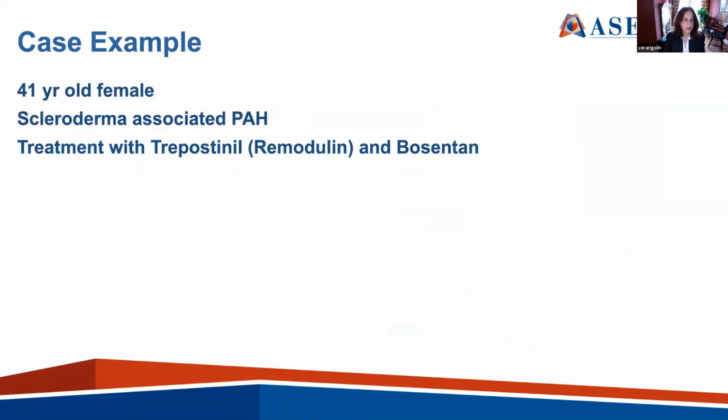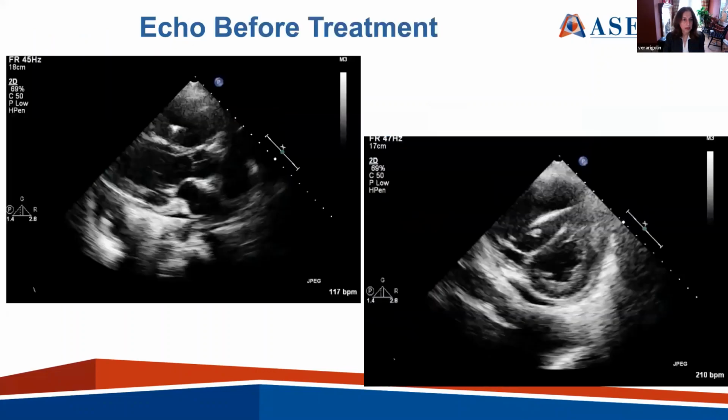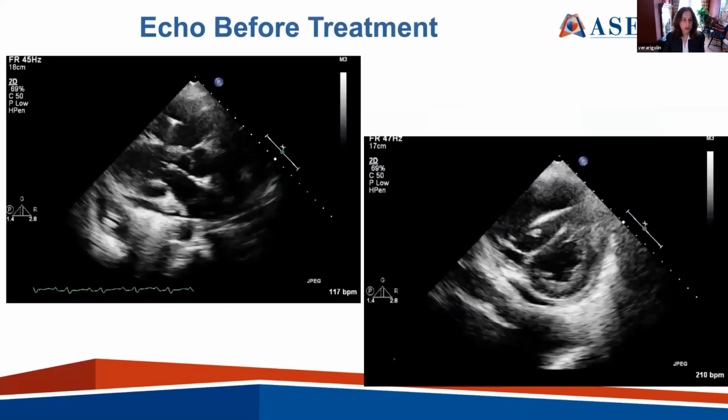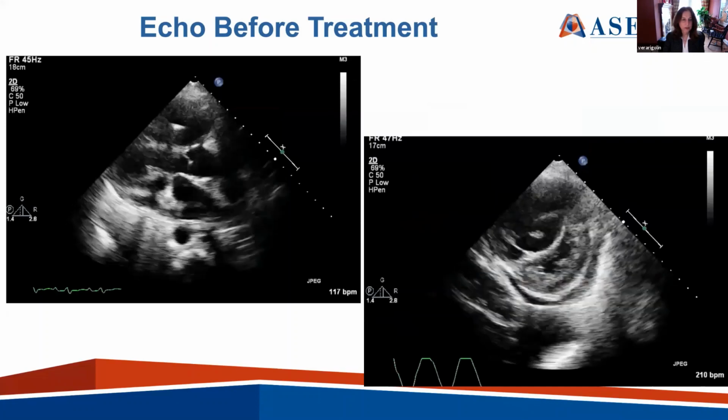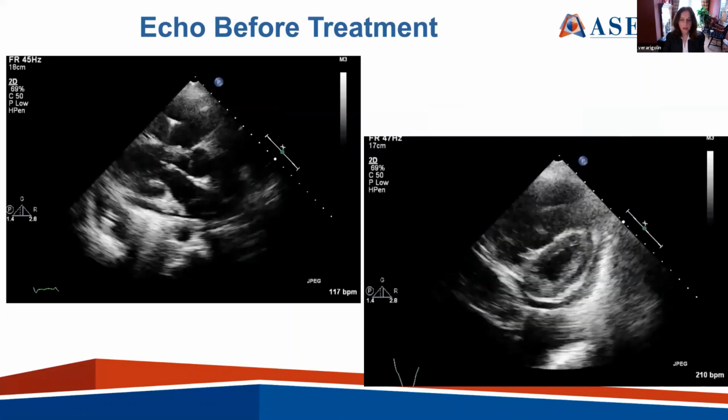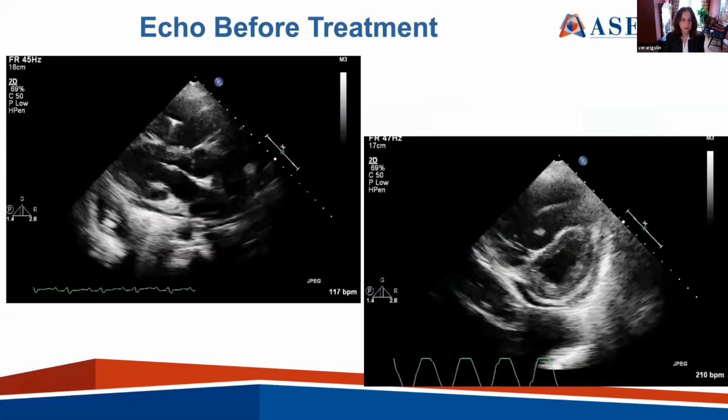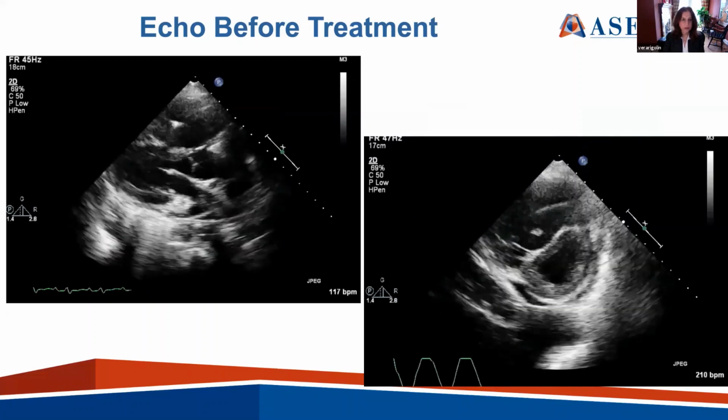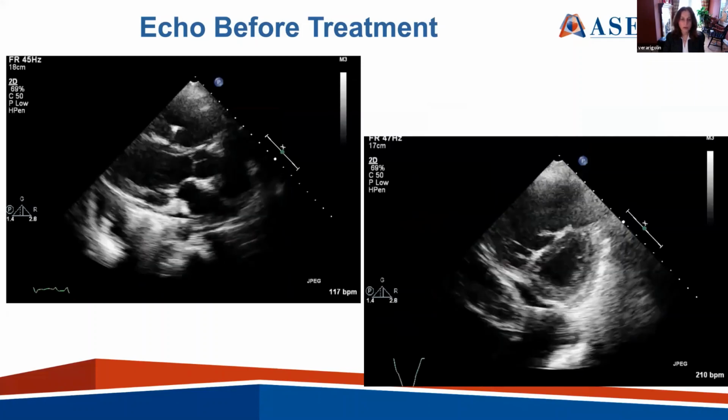So another example of a patient with scleroderma, a 41-year-old female. She also has pulmonary arterial hypertension because of her scleroderma and is treated accordingly. Here's her echo, again showing a right ventricle that's severely dilated and hypocontractile, with severe septal flattening on our short axis view. And this is her echo before treatment.